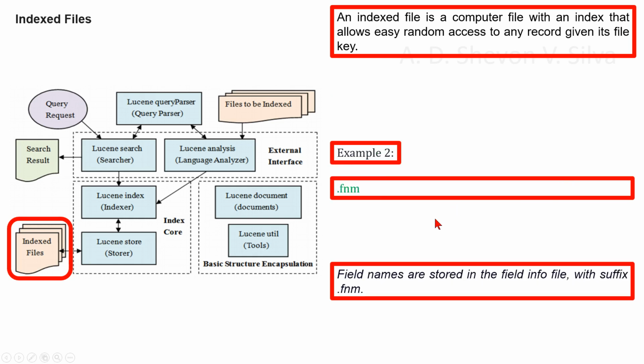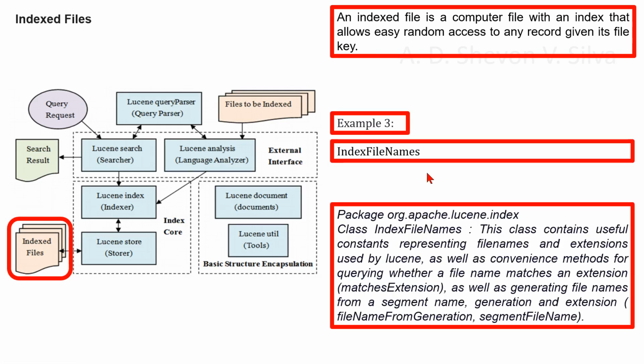As an example too, we can consider .fnm. The field names are stored in the field info file with suffix .fnm. We are considering the class IndexFileNames in package org.apache.lucene.index. This class contains useful constants representing file names and extensions used by Lucene, as well as convenience methods for querying whether there are file name matches and extensions, as well as generating file names from a segment name, generation and extension, and file name from generation, segment file name.